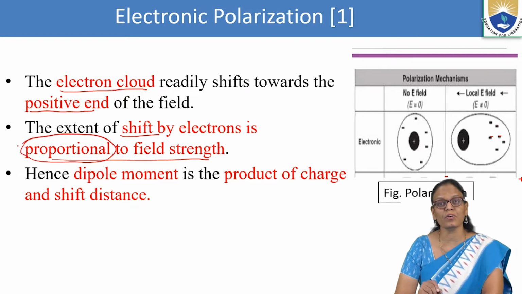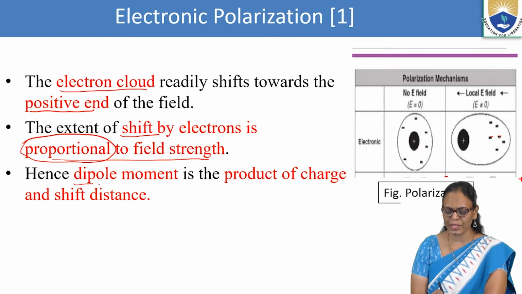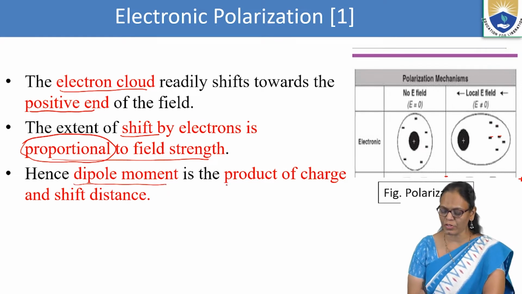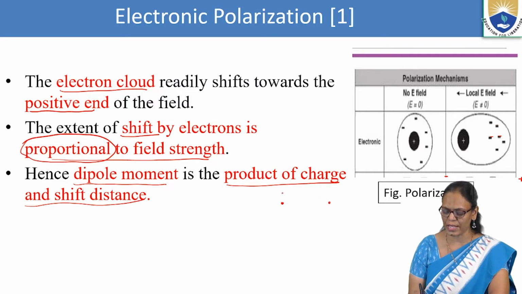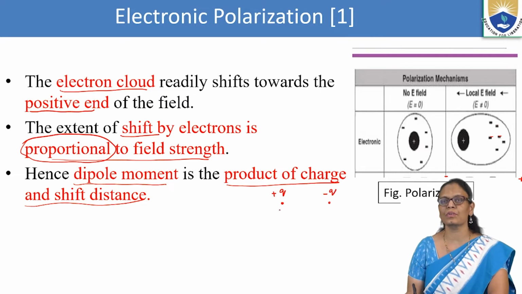So the extent of the shift is proportional to the applied electric field. And the dipole moment is given by the product of the charge and the shift in the distance. Suppose we are talking about two charges, equal and opposite, plus q and minus q. They are separated by a distance r.